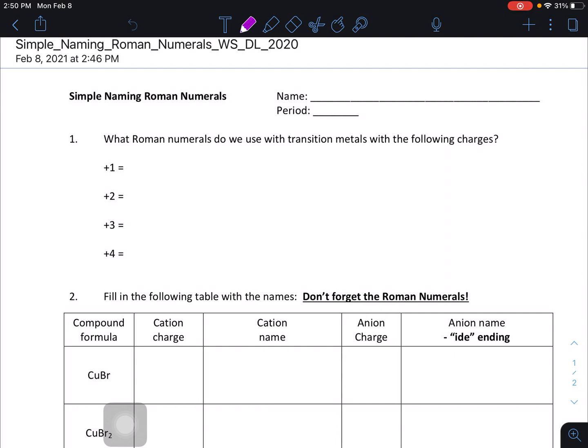The first question asks what Roman numerals we use with transition metals with the following charges. If your transition metal has a +1 charge, we will use a Roman numeral 1. For a +2 charge, we will use a Roman numeral 2, and these will be in parentheses. For a +3 charge, we will use a Roman numeral 3 in parentheses, and for a +4 charge, we use a Roman numeral 4, which is IV.